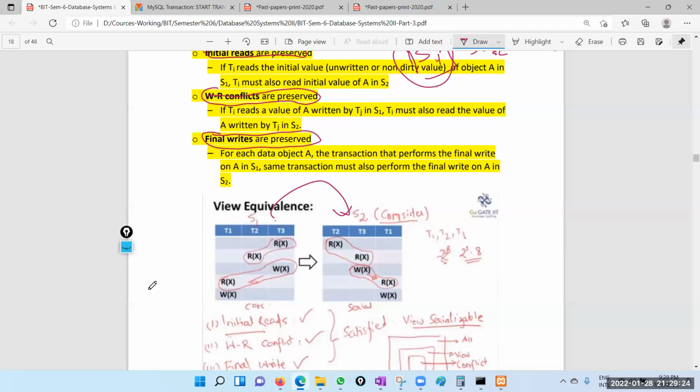So which transaction has read the x in this schedule 1? T3 and T2. Obviously T3 read x first and T2 also read before writing anything.